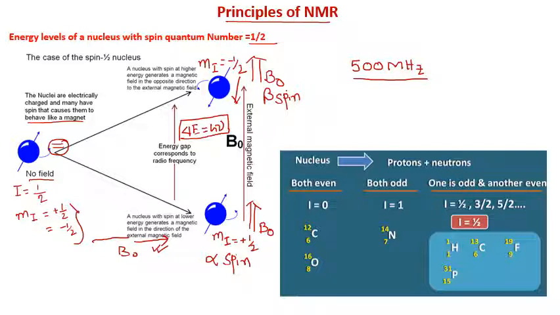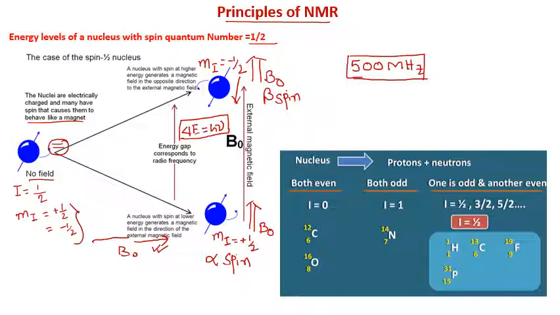So keeping the radio frequency fixed, for example in a 500 megahertz NMR instrument, if we vary the magnetic field strength, there will be a situation when the magnetic field strength corresponding to this energy gap delta E matches the energy of the radio frequency provided from the external source, and only at that time resonance takes place and we will get the NMR spectrum.